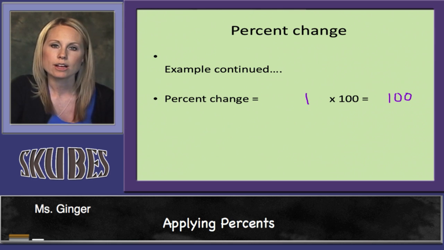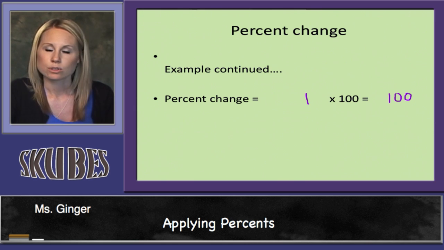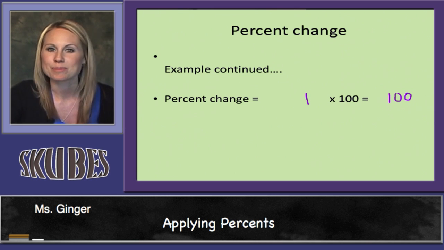And if you think about that logically, that does make sense because we jumped from 2 to 4, which is totally doubling our value. So it increased by 100% over that amount of time. So we just took a look at how to calculate some things with percent and apply them to real life situations. Hope this was helpful. And this concludes our lesson on applying percents.